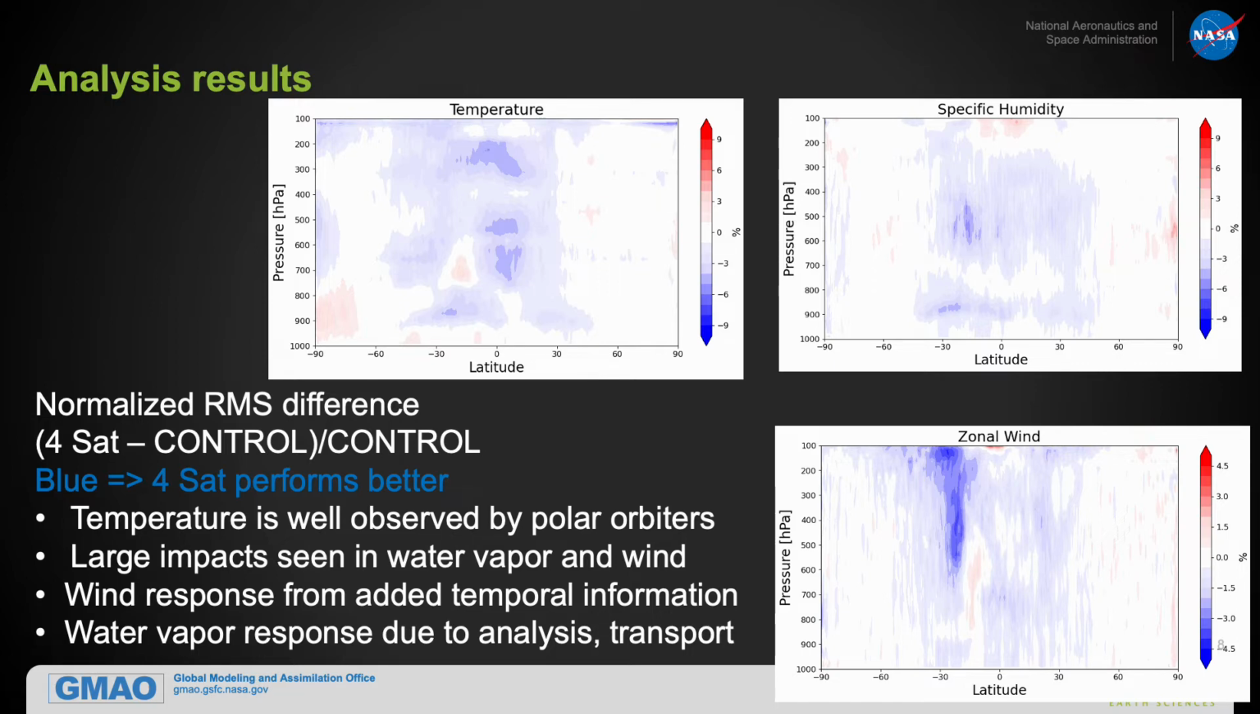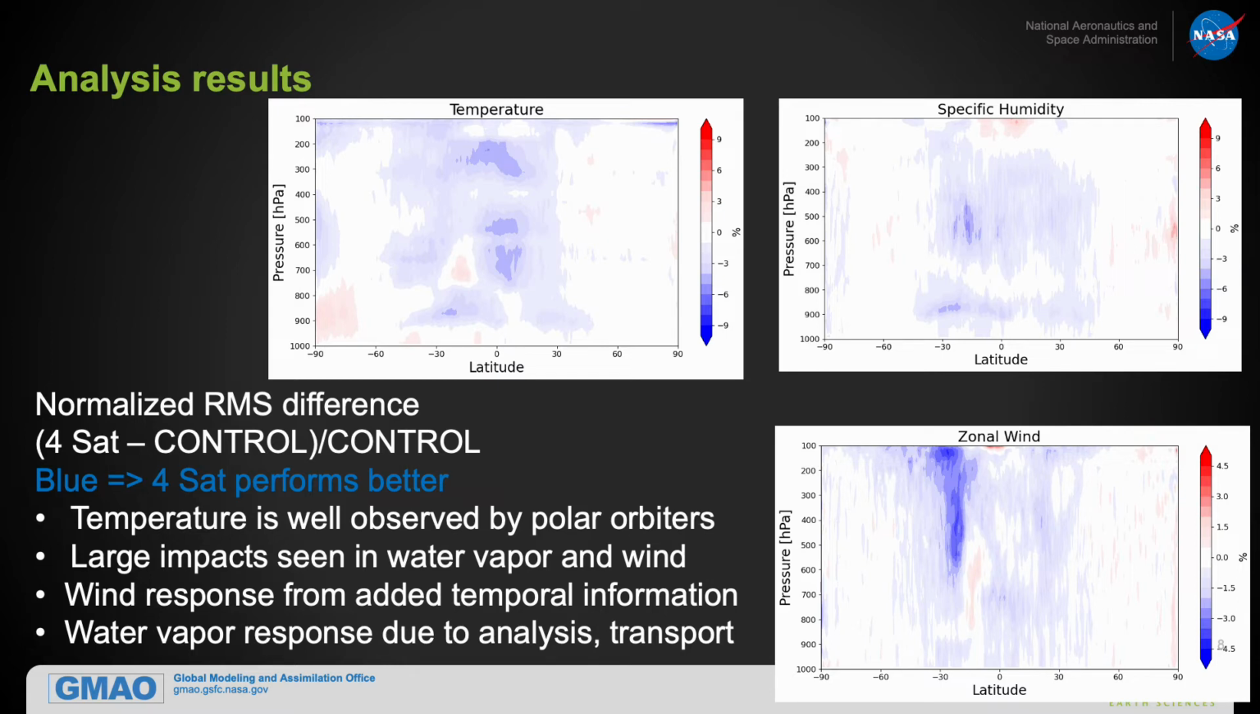Blue indicates that the 4SAT experiment performs better. In all 3 figures, latitude is along the x-axis and pressure along the y-axis. Temperature is well observed by polar orbiters, but there are still improvements throughout the tropical tropospheric column, extending poleward beyond 30 degrees. The analyzed wind benefited from the added temporal information from the persistent observations from the geostationary satellite. This is one of the benefits of the geostationary orbit.